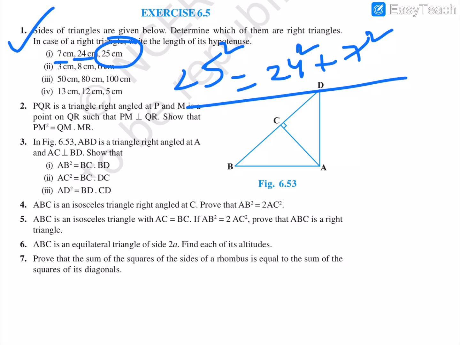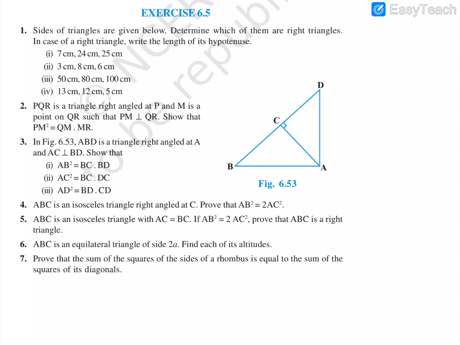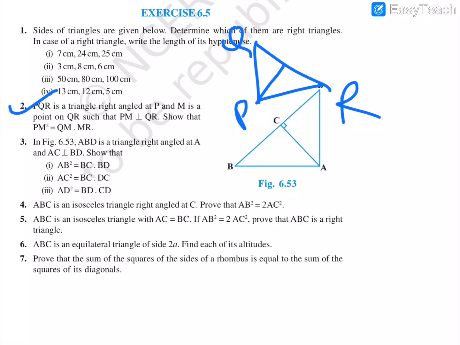Now similarly, in the second Roman, we have done so many questions like this. PQR is a triangle with right angle at P. So at P we have the right angle, QR, and we have PM perpendicular to QR. So we have two triangles here. These two small triangles are similar to the bigger triangle. So we need to prove PM square is equal to QM into MR.